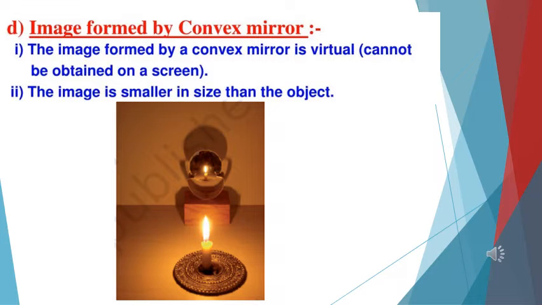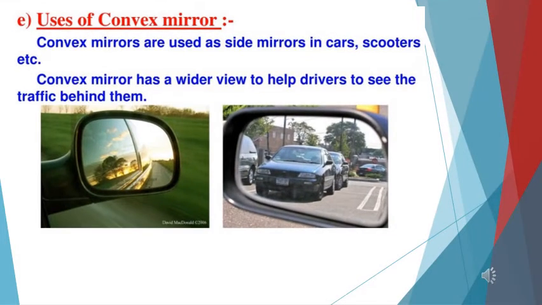The important characteristics of the image formed by convex mirror is that the image is virtual, that is, you cannot obtain it on screen, and the image is smaller than the object. Now, because of the various characteristics that we have learned, convex mirrors are used as side mirrors in cars, scooters, because they give you a wider frame. Convex mirrors also help the drivers to see the traffic which is coming behind them.